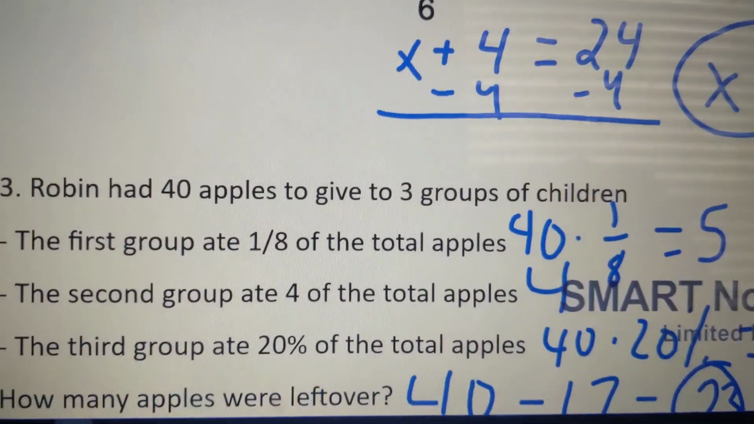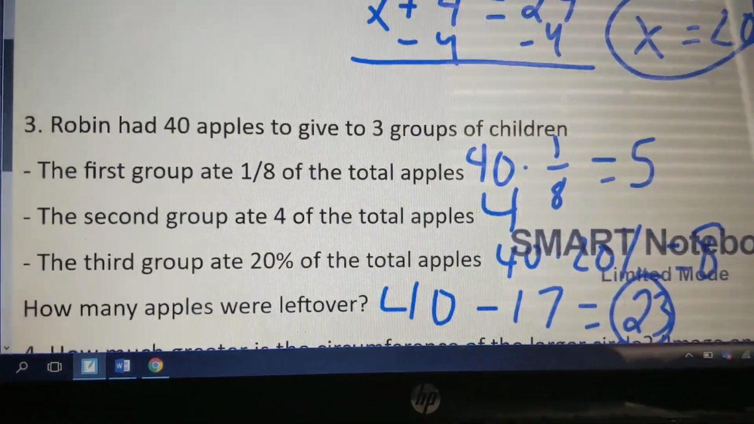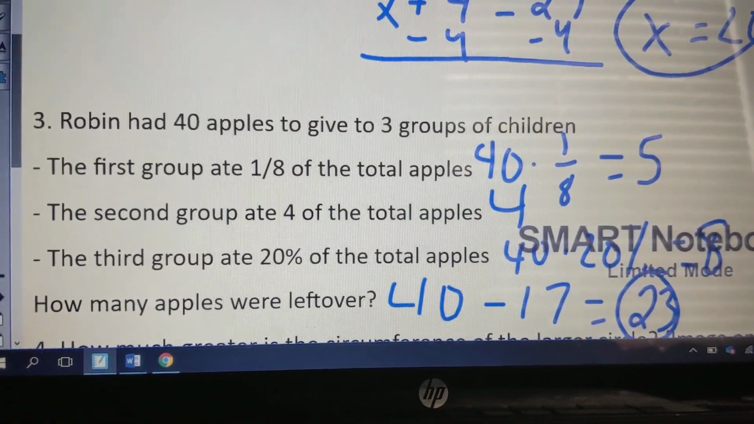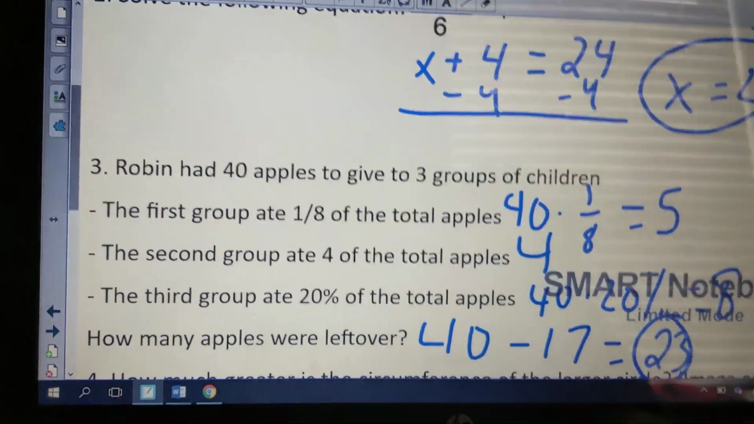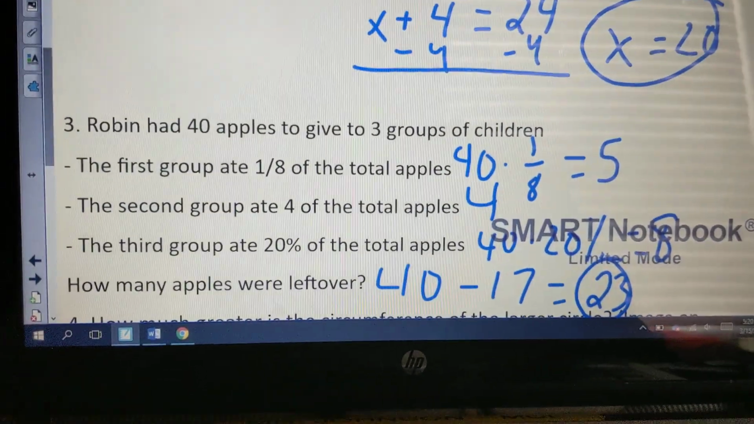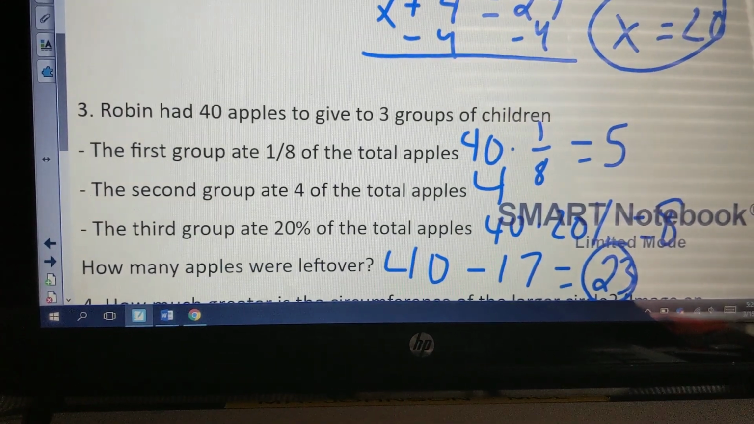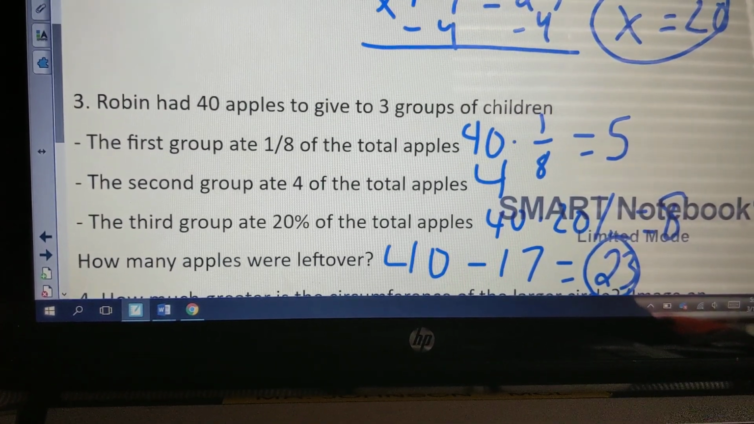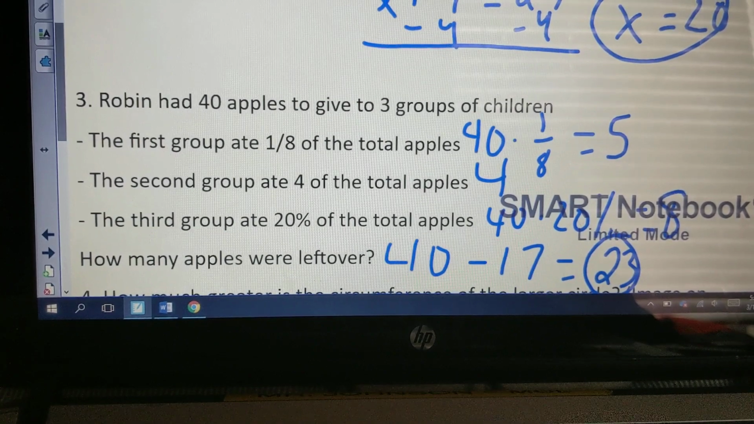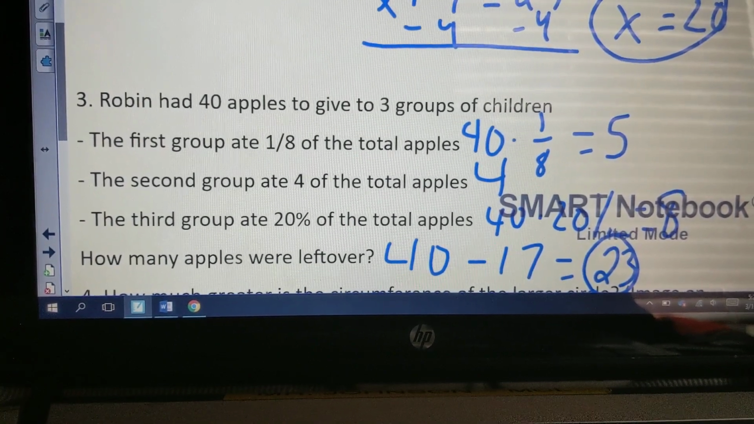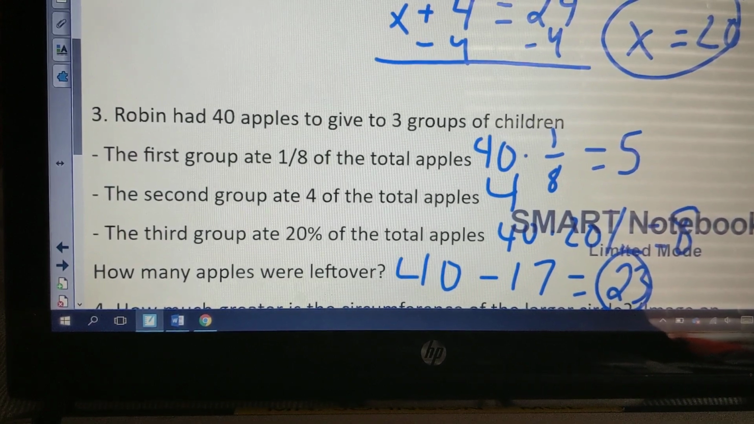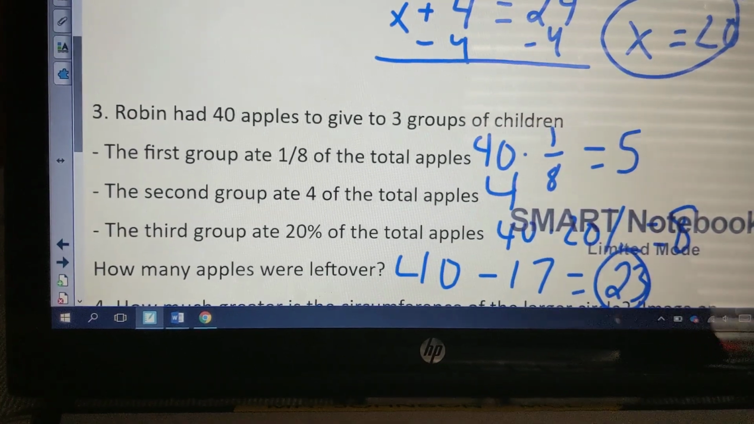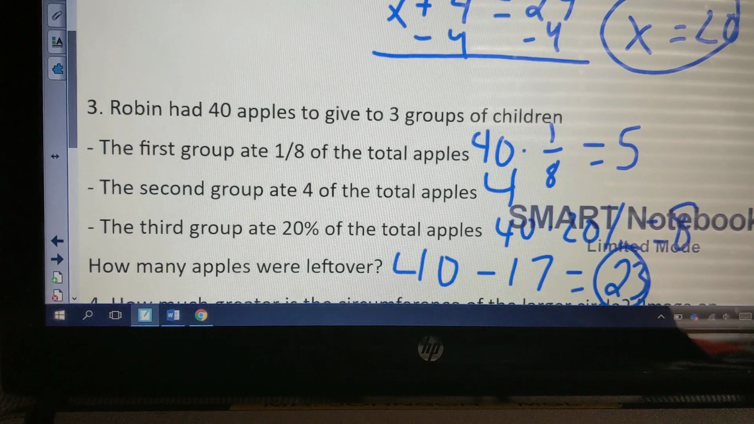Number 3. Robin had 40 apples to give to 3 groups of children. The first group ate 1/8 of the total apples, the second group ate 4 of the total apples, the third group ate 20% of the total apples. How many were left over? Well, when I see bullet points like this, I want to take them one at a time. So the first group ate 1/8 of the total. Well, there were 40 total apples, so 40 times 1/8 is 5 apples. The second group ate 4 of them. That's easy. It told us how many they ate. We didn't have to calculate anything.